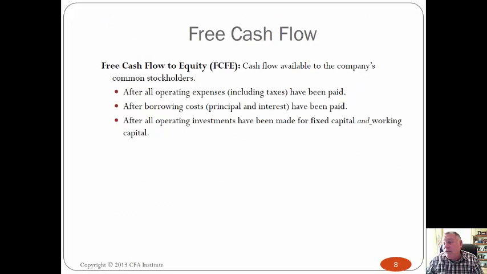Now, next is free cash flow to equity. That's the amount available to common stockholders. So that's after all operating expenses, all investments, but more importantly, after all borrowing costs have been paid. So in this case, we're taking out the funding side from a debt perspective. And this is how much is going to be left over for the company's shareholders.